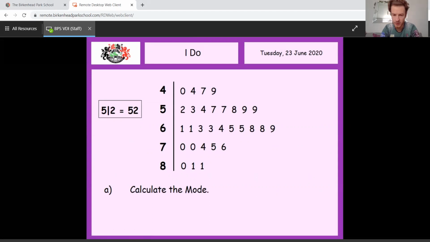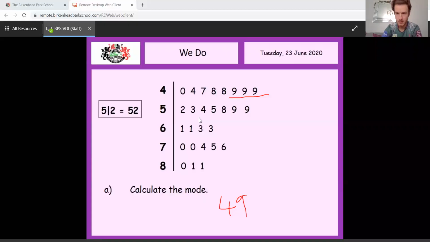Okay, so the mode is the number that appears the most. So what number there appears the most? And that is 49, as you can see there. 3 9s in a row on the 4 column. So 49 appears the most. And we know it's 49 because it says 5-2 is 52. So 4-9 must be 49. Okay.